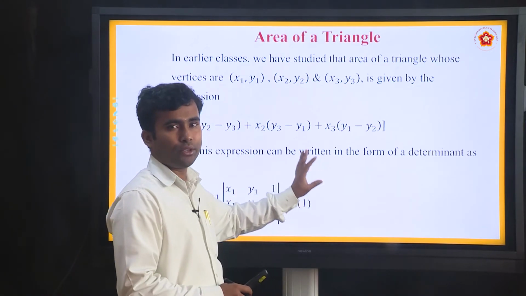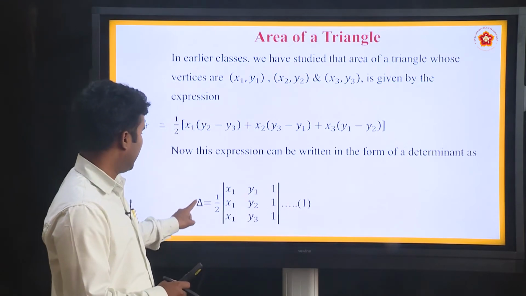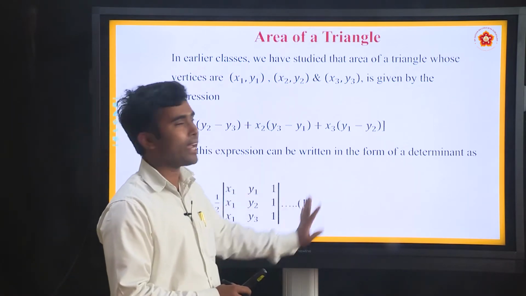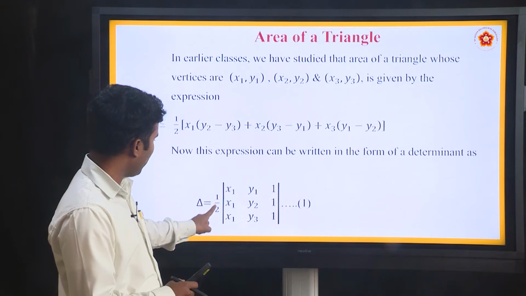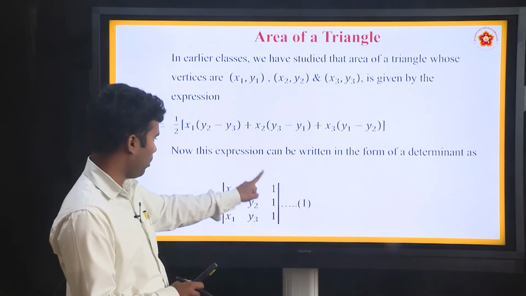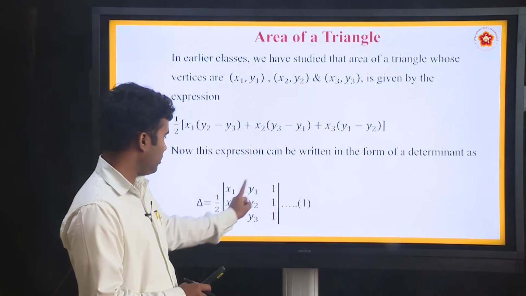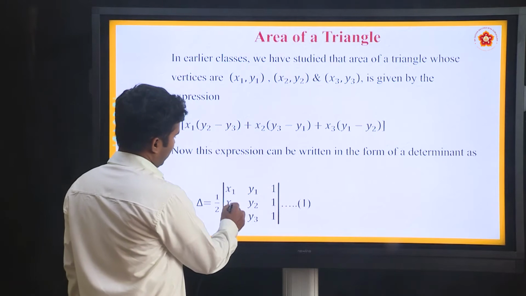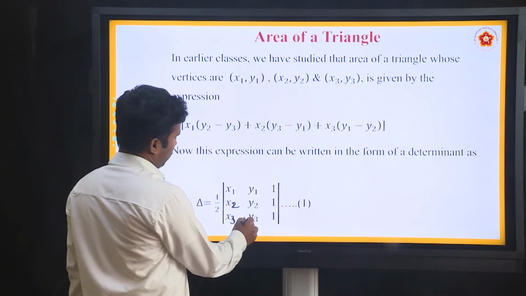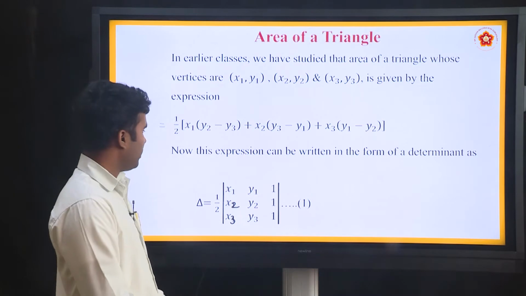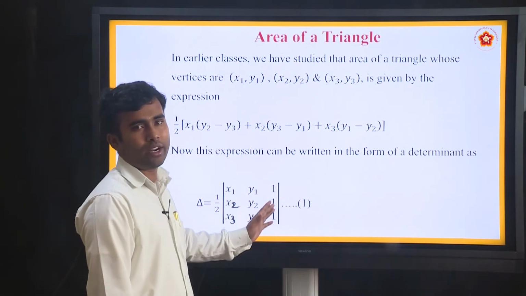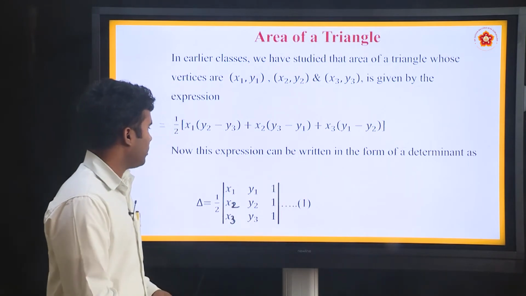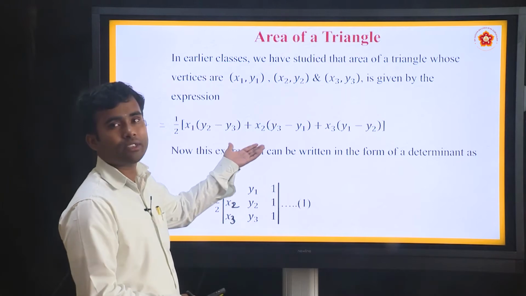In determinants we are going to use this formula, which is delta. Here delta represents a determinant which is known as area of a triangle. Here the formula is 1 by 2 into determinant of x1 y1 1, x2 y2 1, and x3 y3 and 1. Okay. So, this is the formula to find the area of a triangle for the given vertices. So, you can expand it, you will get back to the same formula.